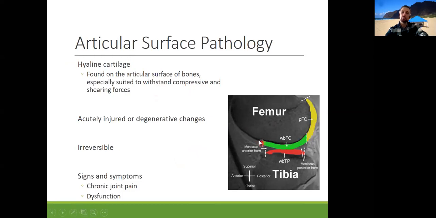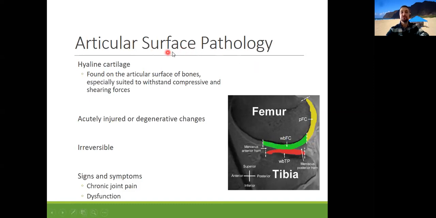Because it holds more water in its surface, you don't want friction when you're moving through your range of motion, right? Imagine doing jumping up and down with squats or lunges. You want the end of your bone to be very slippery so that it glides smoothly.